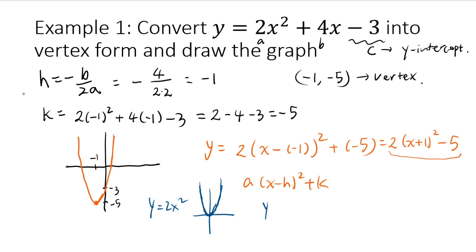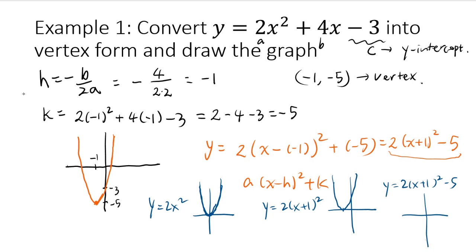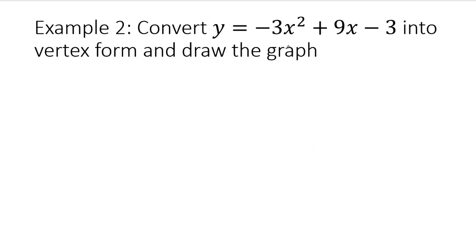And if you do y equals 2(x plus 1) squared, the graph moves one step to the left. And then finally, if you subtract, 2(x plus 1) squared minus 5, then the entire graph goes down by 5. So that's why you get this graph, where this point is -1, -5. Alright? Now let's look at the second example.